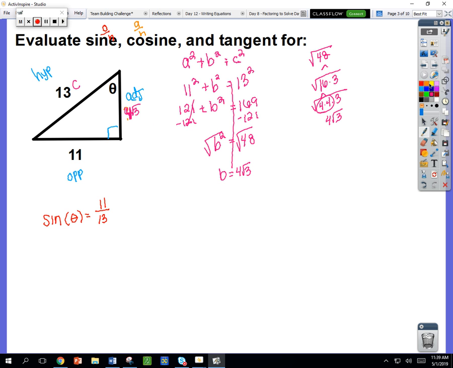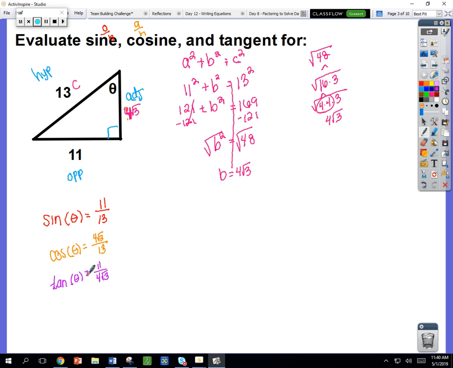So when I go to do cosine, which is adjacent over hypotenuse, I would do 4 square root of 3 over 13. So cosine of theta is adjacent, so 4 square root of 3, over hypotenuse, which is 13. I think I said 11, but it's 13. Tangent. Tangent of theta is opposite, which was 11, over adjacent, which is 4 square root of 3.